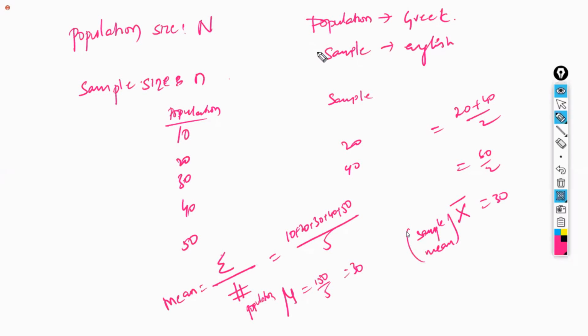Sir, okay, you are explaining for the population and for the sample like this. What about the median and mode? For median and mode, there is no symbol available. Only for the mean is the symbol available. That is the reason I am explaining this one. Okay.